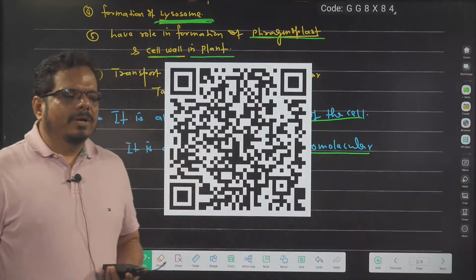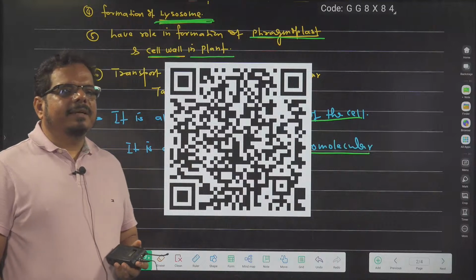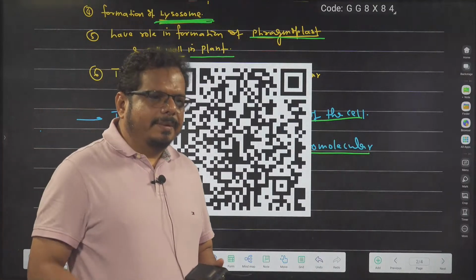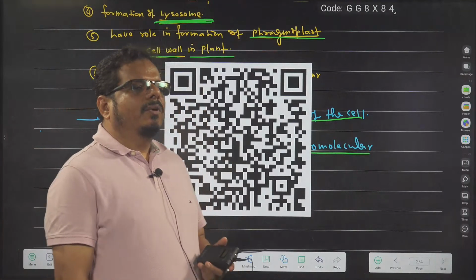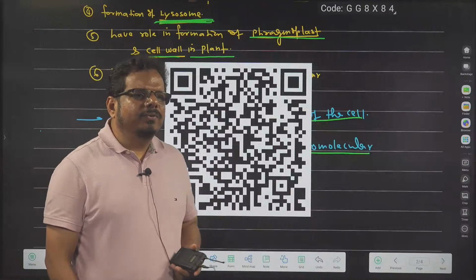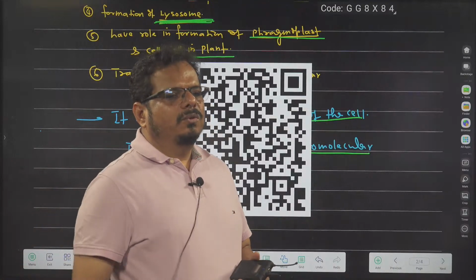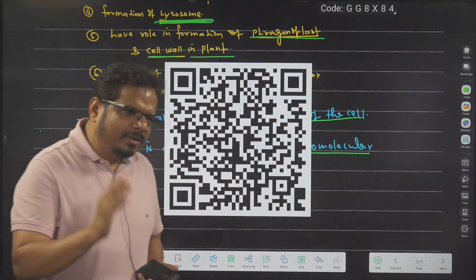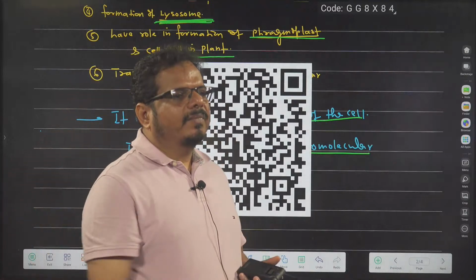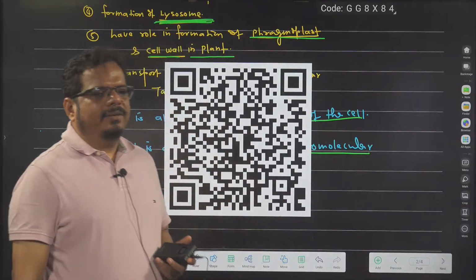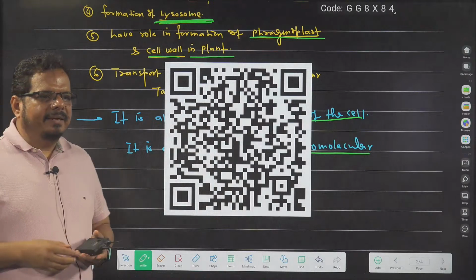Right. Okay, so you discuss when you come to that campus. I am not able to connect with you better. Quasi-fluid nature of lipid allows lateral movement of protein. That is the answer. So you write the answer like this: quasi-fluid nature of lipid allows the movement of protein.